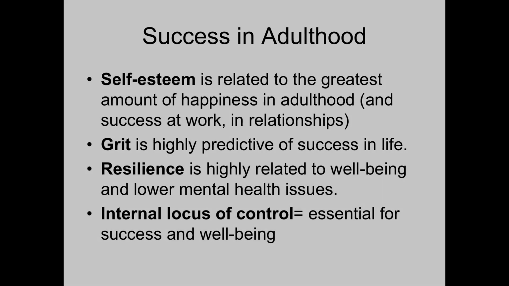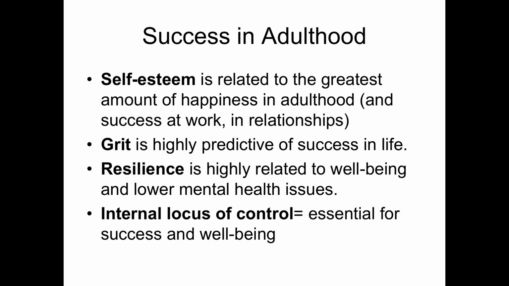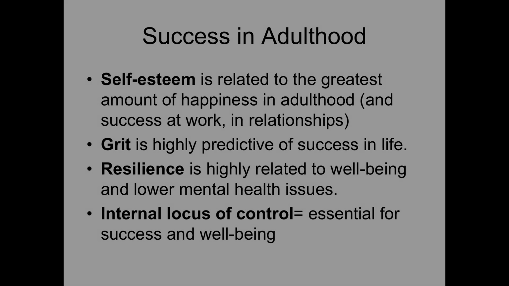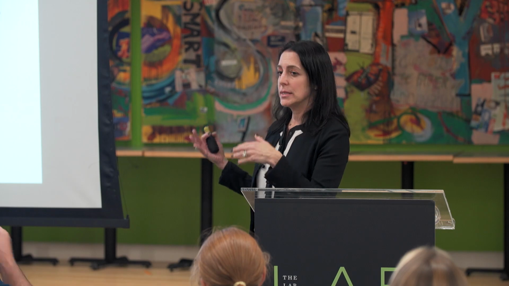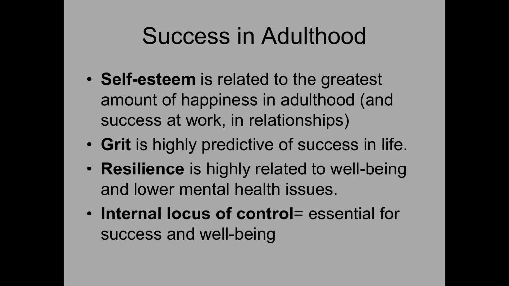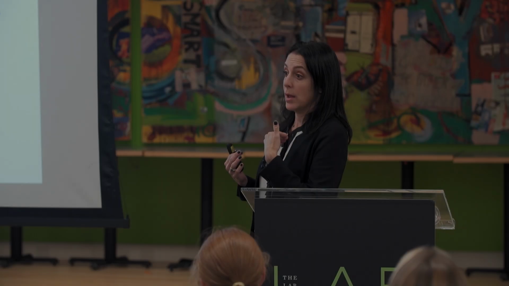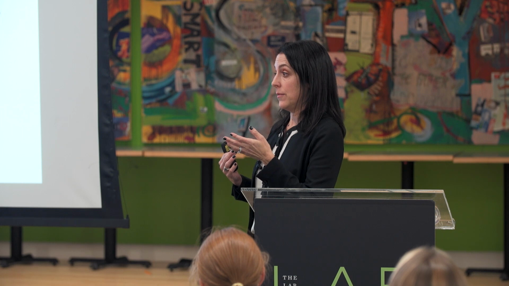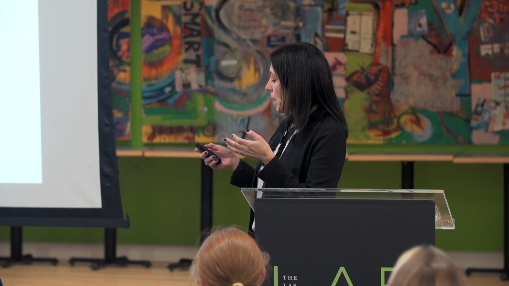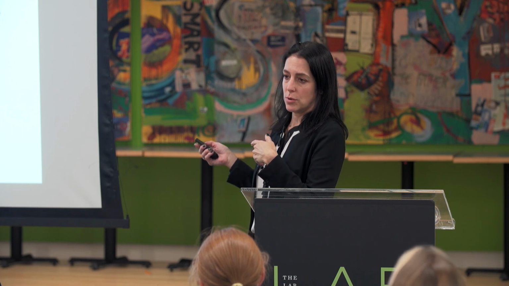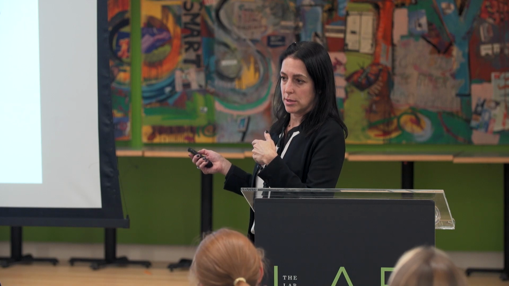Okay, and then resilience is highly related to well-being and lower mental health issues. Resilience is your ability to not fall down when obstacles come up. So you work through obstacles, you don't let things stand in your way. It's related to grit, but it's its own separate category. And then internal locus of control, which we're going to talk about in detail, is really essential for well-being. This is when you feel like you have some control over the outcome of a situation. And we know that external locus of control is highly related to depression.